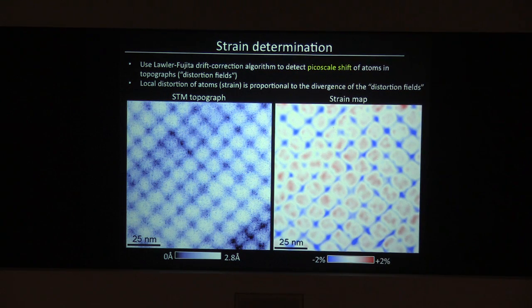Okay, now let's use this algorithm to find the strain map. And here's the strain map. This is basically a map of the compressive and tensile strain in this system. And you can see if you were to average over the entire sample, there's no net strain. But as a function of position, here you have compressive strain in the blue regions and tensile strain in the red regions.